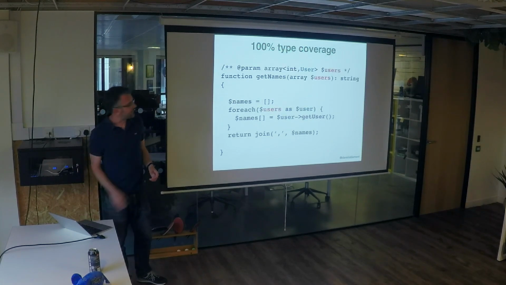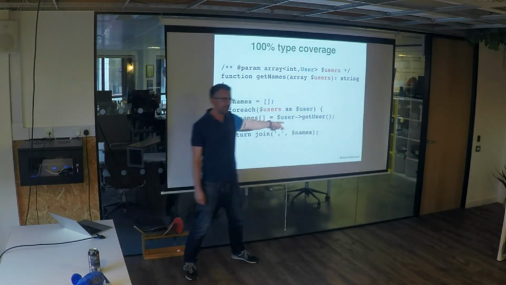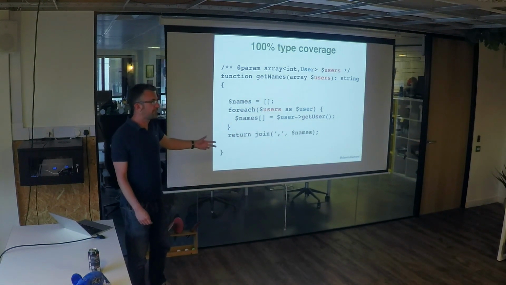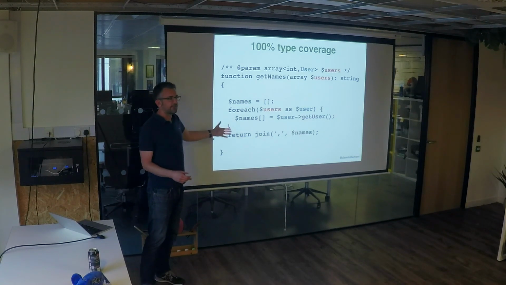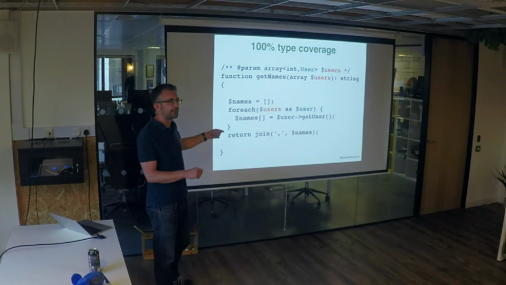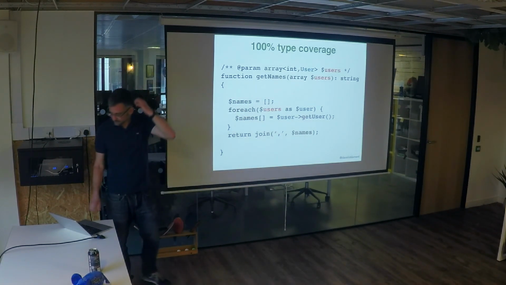Whereas if we have 100% type coverage, we know that this getUser is a method call on the user class. So we know that's the one we want to change. So we can safely change it automatically. And we know that if that's the change we need to make, then if our code worked before, it will work again.